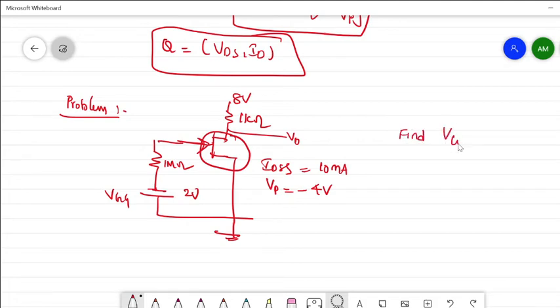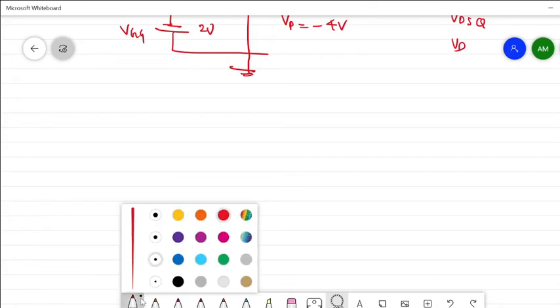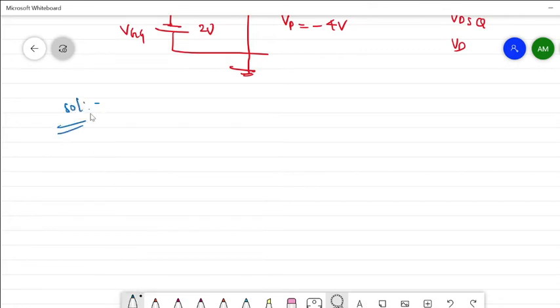Then find VGSQ, IDQ, VDSQ and VD. Okay, so this is the problem. Next, the solution. Already we know the formulas. So VGS is nothing but minus VGG, so minus 2 volts. This is the first bit, the A bit.